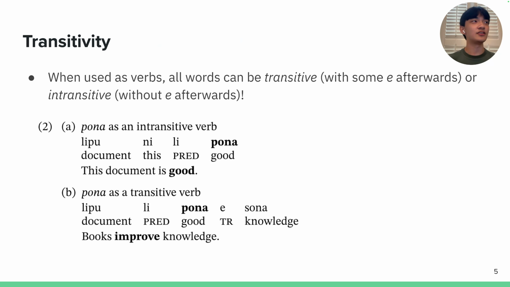Another interesting thing is transitivity. We know that when used in the verb position, all words can be transitive, which means that they have a direct object afterwards, or intransitive, which means they don't. So the normal use of pona would probably be something like this, right? Lipu ni li pona, where the pona is just describing what the lipu is, describing a quality of the lipu. But if we add a direct object with e afterwards, it transforms this word into no longer referring to a quality of the subject, but rather the change that the object undergoes.